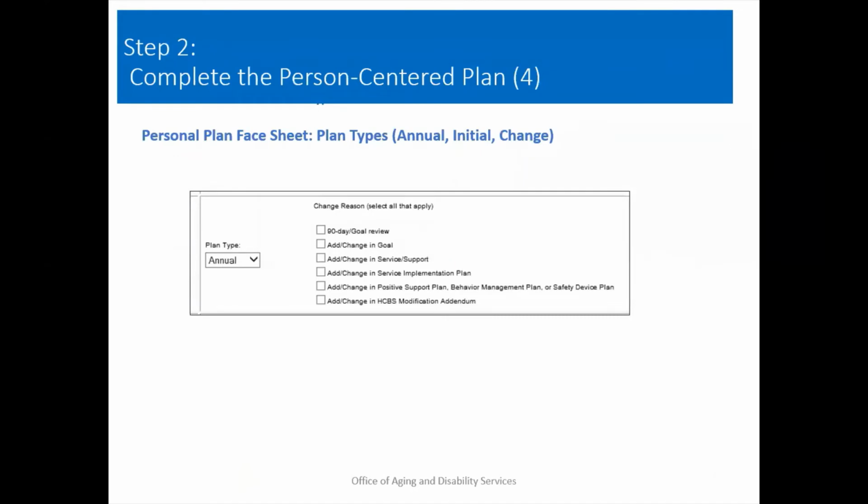The updated PCP has 3 plan types identified on the face sheet. The plan types include Annual, Initial, and Change. As you begin annual planning after June 1st, you will select Plan Type Annual. If you are completing an initial 30-day plan, you will select Plan Type Initial. We will discuss plan type change further along in the presentation.